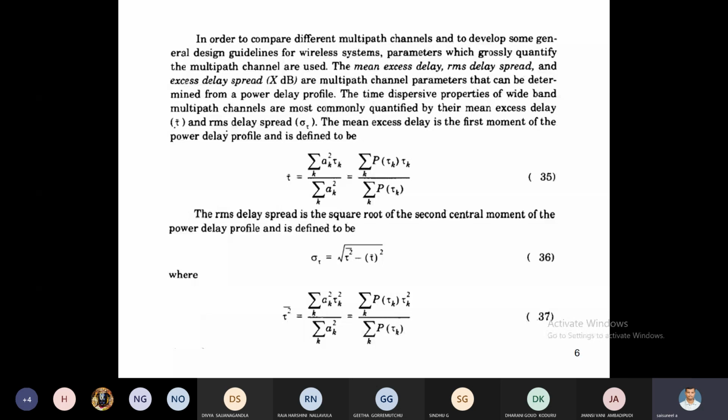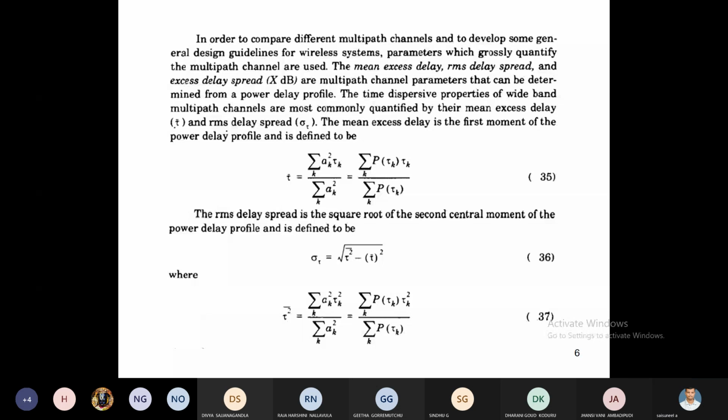Among all paths, we have to first calculate how much power there is for each path, and taking the average is called the mean excess delay. That is tau bar, which is equal to the ratio of summation over k of a_k square tau_k divided by summation over k of a_k square. Here a_k square depends on power.